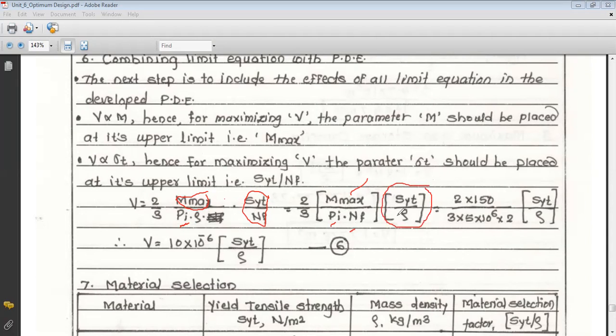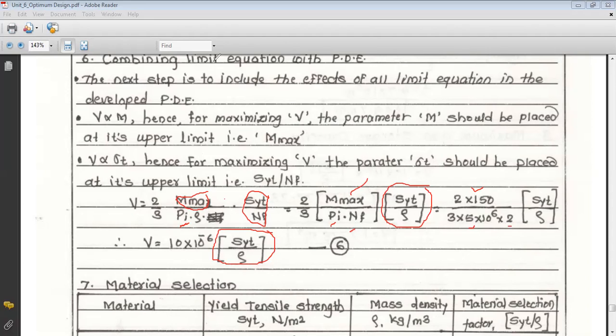So put the values that are given in the problem. So 2 by 3 into maximum mass is 150. Then Pi is 5 into 10 raised to 6 and factor of safety is 2. So we get volume storage capacity as 10 into 10 raised to 6, and this SYT upon rho is your material selection factor. So this is your sixth step.